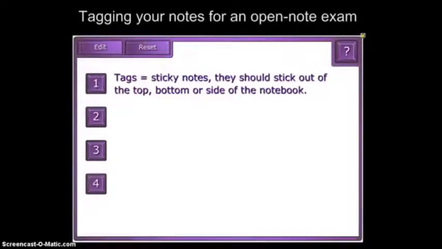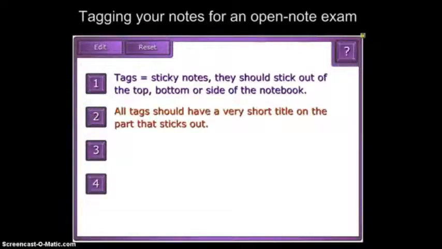What you're looking at here is an 8th grade science notebook from a previous year that has been tagged in preparation for the Open Note exam. Let's talk about what tagging your notes means. The tags are represented by sticky notes, and they'll stick out of the top, bottom, and side of the notebook. If you can keep them on the top and the side and not use the bottom, that would be best because they tend to get rounded and folded up when they're on the bottom of the notebook.